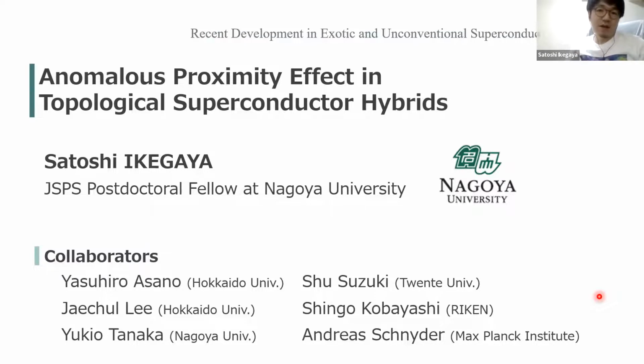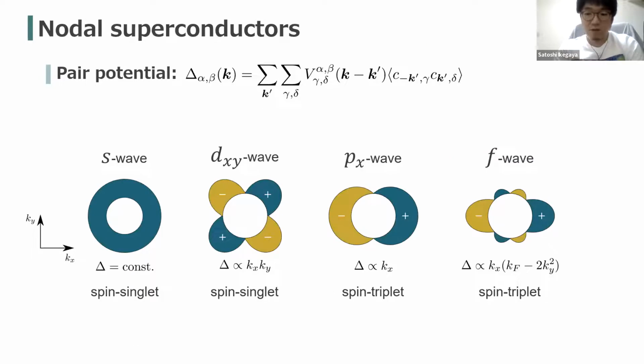So first of all, I'd like to thank the organizers for giving me this precious chance to talk about my recent work in this wonderful workshop. I'm Satoshi Ikegaya from Nagano University, and the title of my talk today is the anomalous proximity effect in topological superconductor hybrids. In this talk, I want to focus on nodal and unconventional superconductors like D wave, P wave, and F wave, like this.